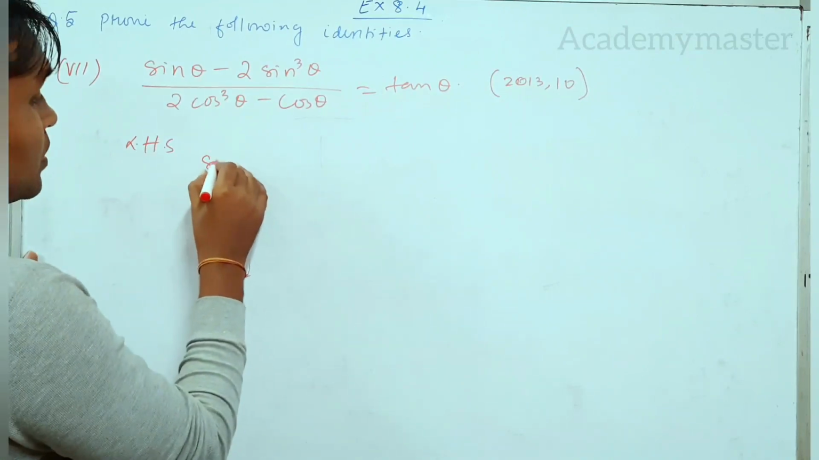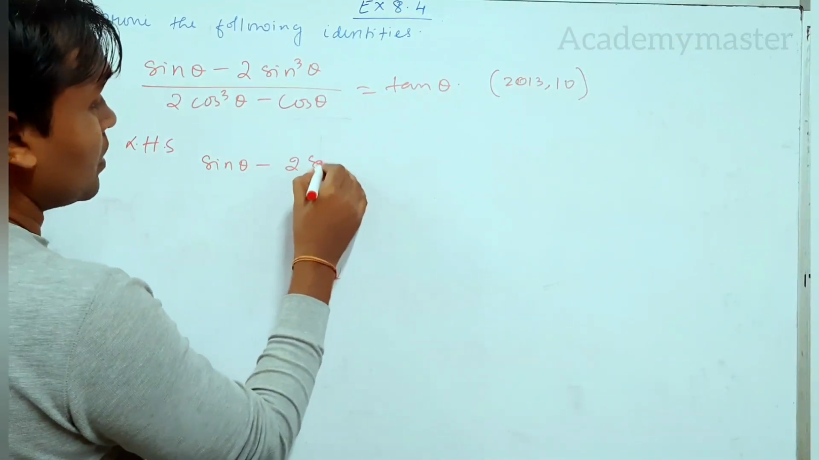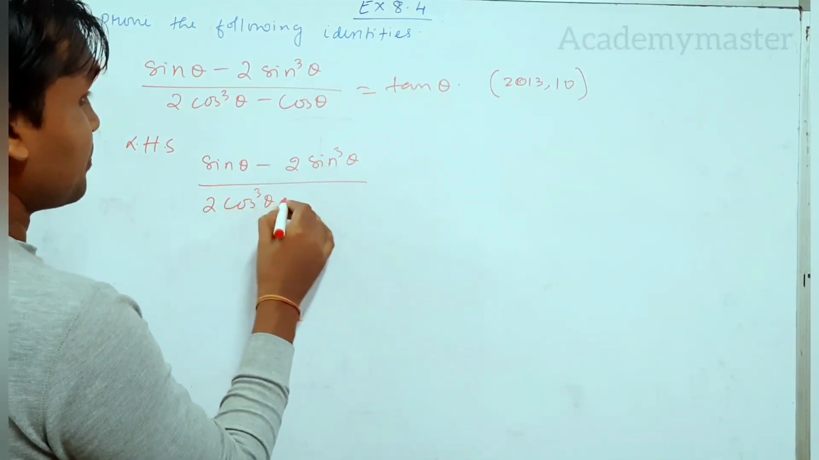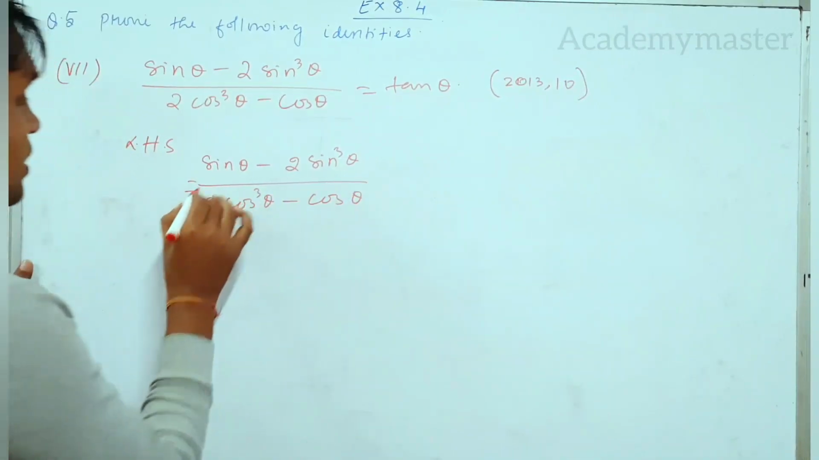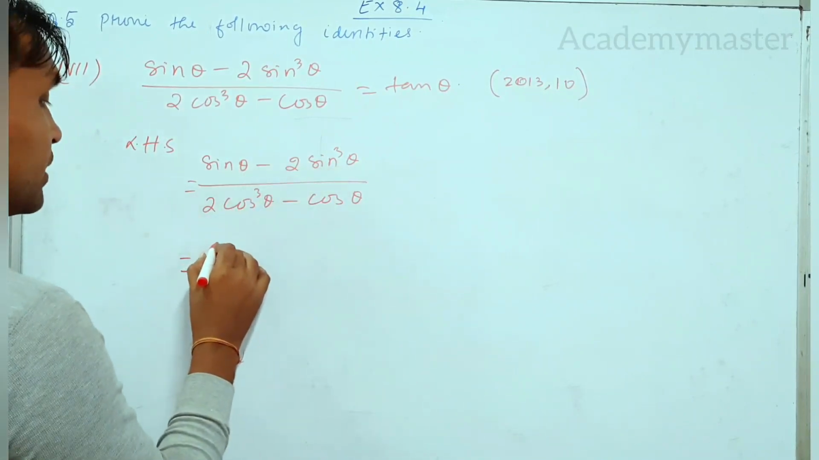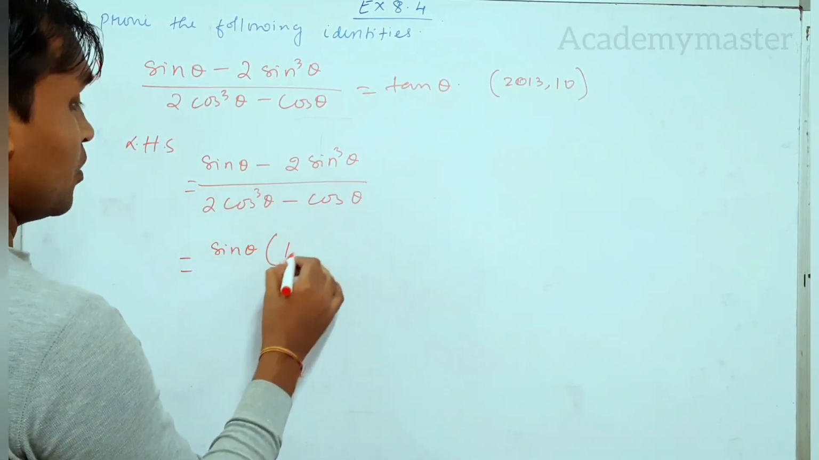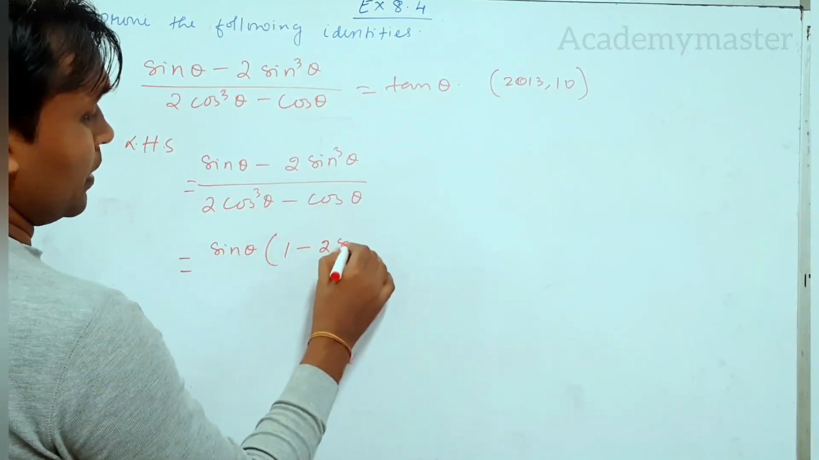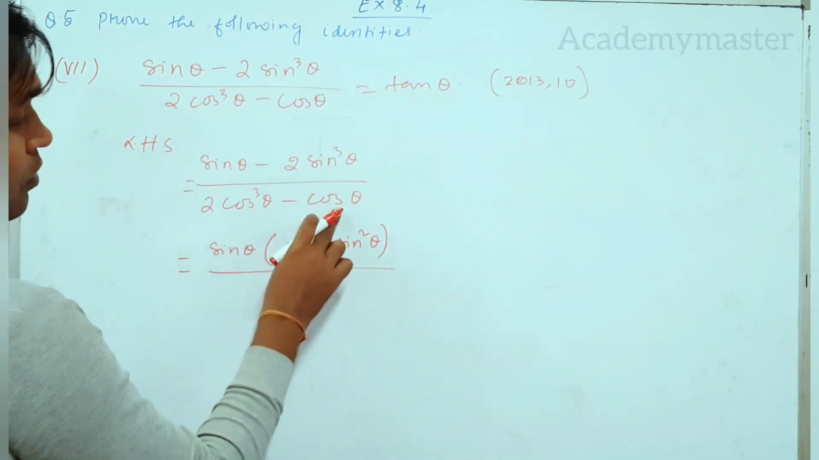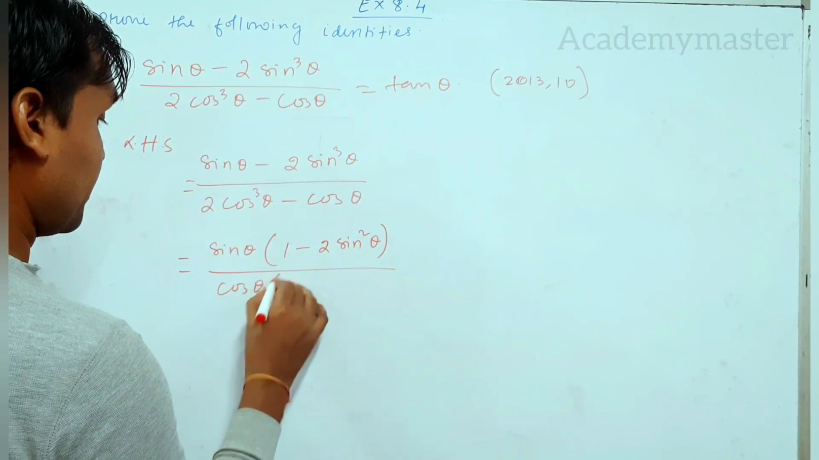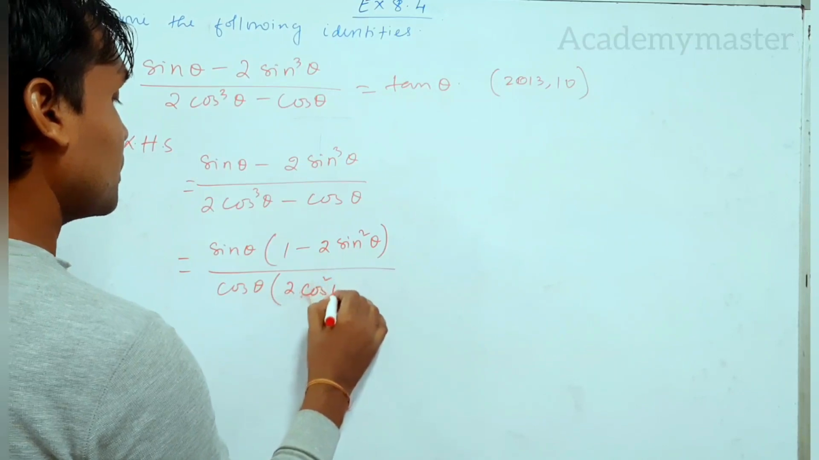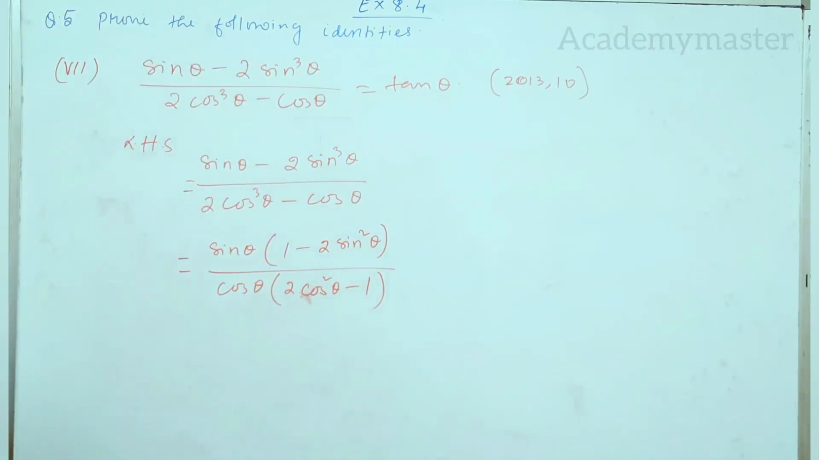So sine theta minus 2 sine cube theta by 2 cos cube theta minus cos theta. This is the question, LHS. Now one thing we can see very clearly here, I can take sine theta common. What will it be? 2 and cube is there, 1 I have taken, so sine square theta. Here also cube is there, so we can take cos theta common. So 2 cos square theta minus 1. Okay, dear students.